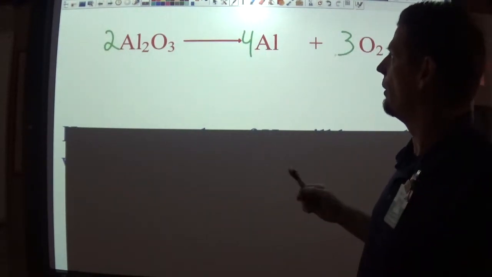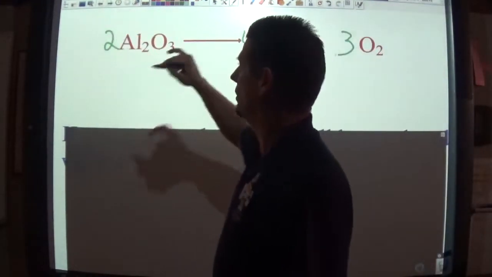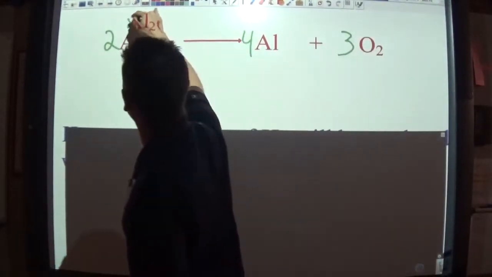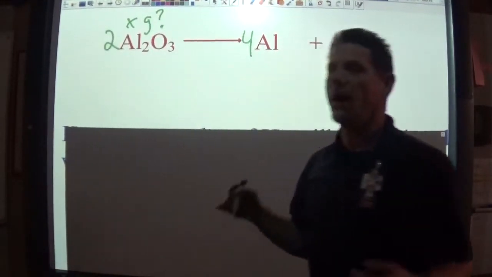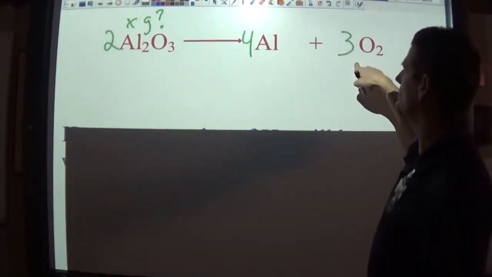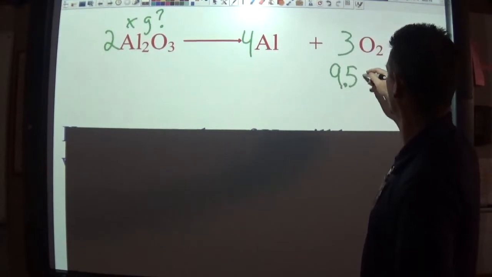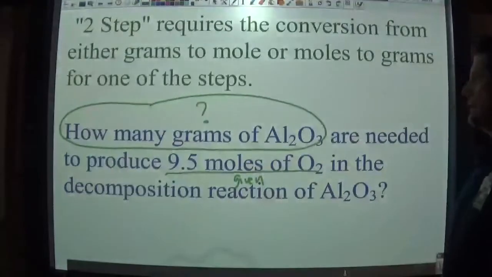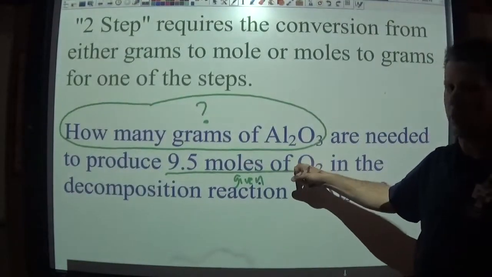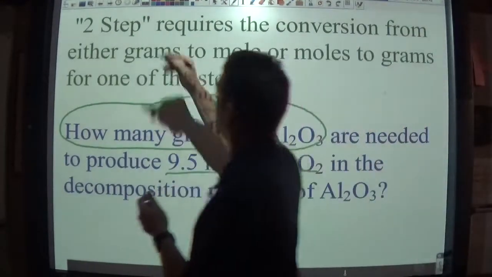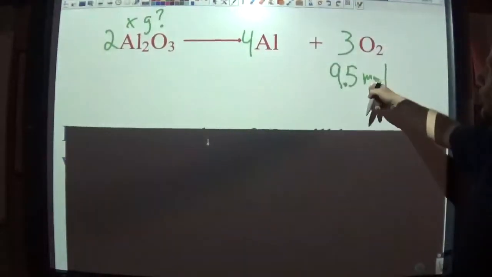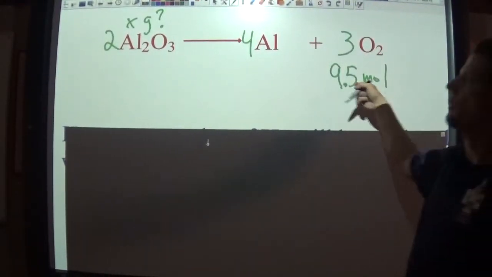I know from the previous problem, do you remember what it said? It said we want to know how many grams of this are required. I'm going to put grams above the sample, and we had 9.5 moles of oxygen. Let's go back to make sure, because I know that some of you are forgetting already. 9.5 moles of oxygen. How many grams of aluminum oxide? Moles of oxygen was 9.5. We want to know how many grams.